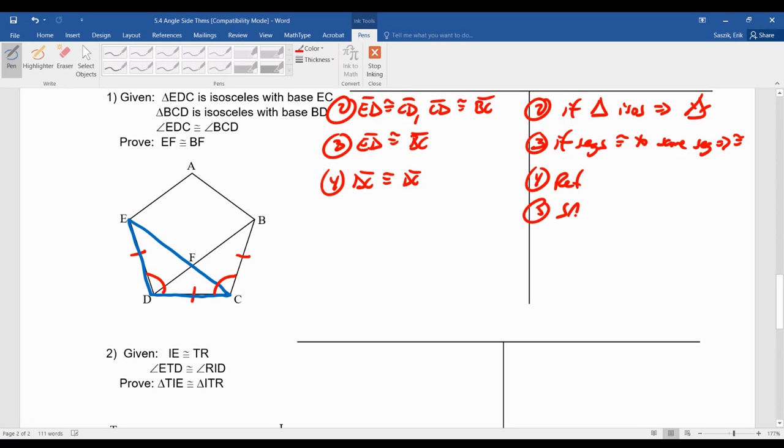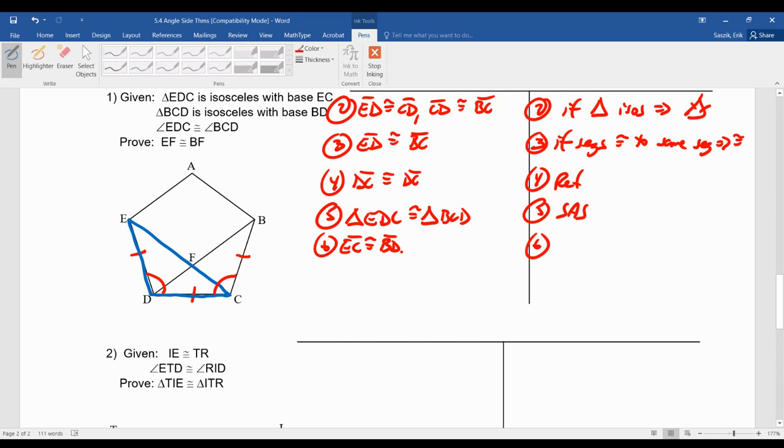And then we can get those two overlapping triangles congruent by SAS. So EDC is congruent to BCD. Now, what are we going to take from that to help us prove EF is congruent to BF? You see, EF is just part of the side of that triangle. But what we could do is take this entire thing. We're going to take two CPCTCs. We're going to take this entire thing, EC congruent to BD, okay?